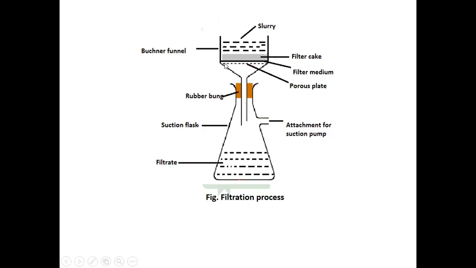So in the Buchner funnel, you can observe here, this is the porous plate. Above that porous plate we have placed a filter medium. When you pour in the slurry, it will deposit the filter cake on this filter medium. The solid is retained, resulting in cake deposition, and the liquid falls into your receiver. So this is the process of filtration.